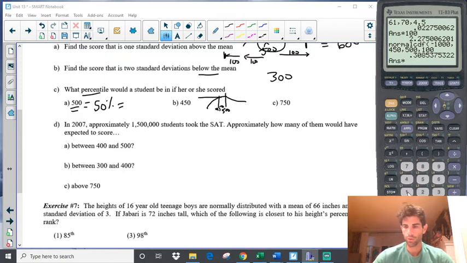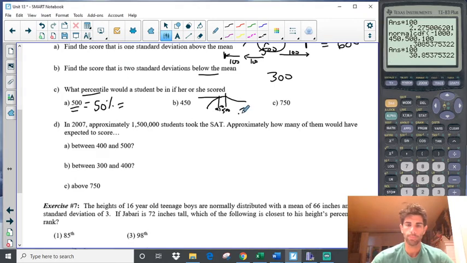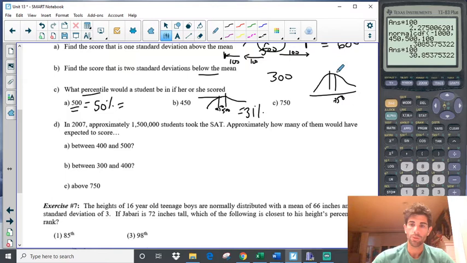Multiply that by 100, and you get 31%. Okay, so there you go there. Now, if you look at this one here, this person got a 750. So they are above the mean. So I'm going to be going from 750 to infinity.